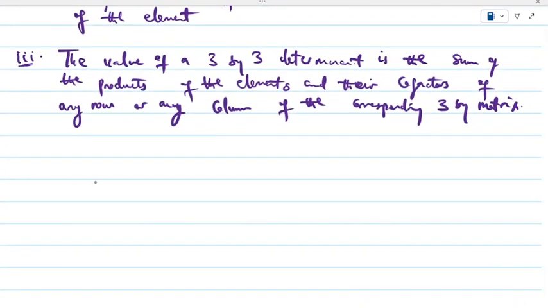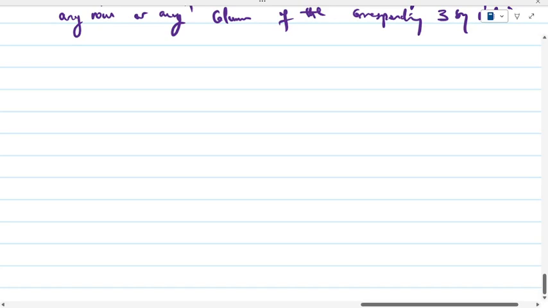So that means that we have 6 different ways of evaluating a 3 by 3 determinant. 6 different ways, and the answer will all be the same. So let's check this example, then you understand what I'm talking about.